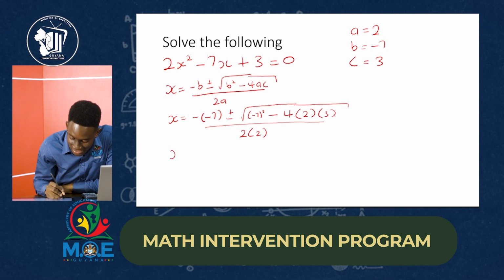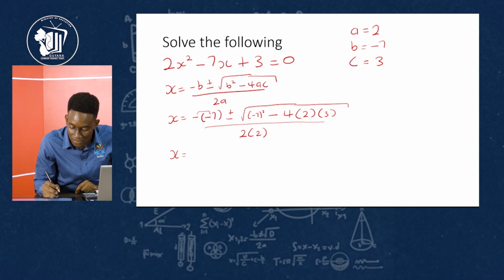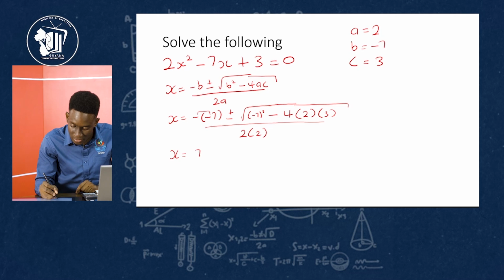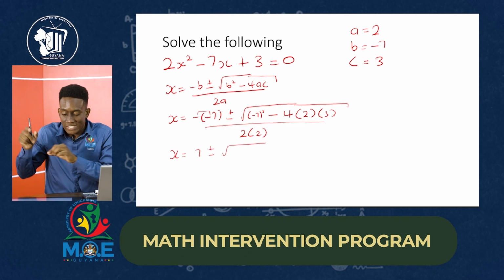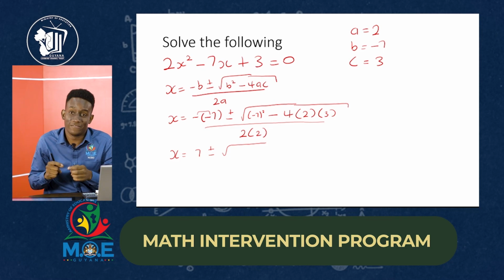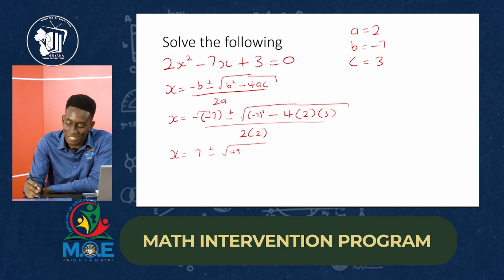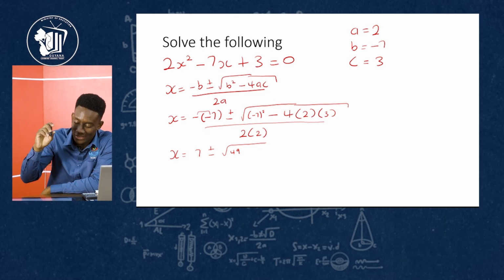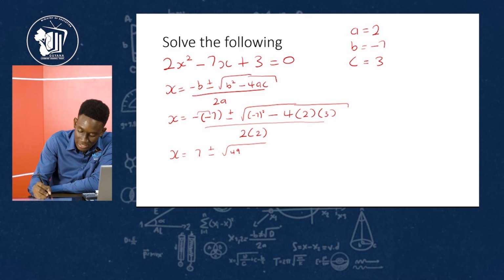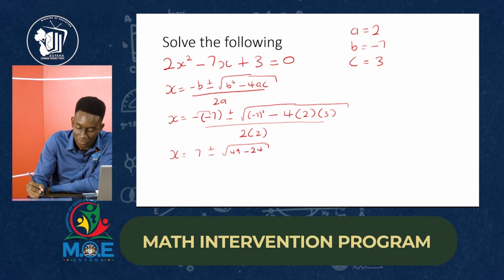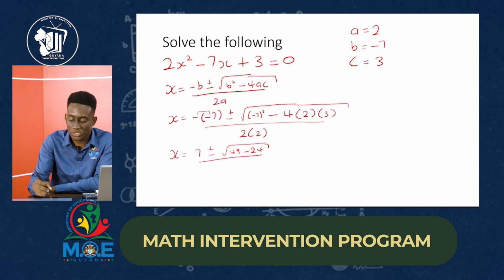And now this is the big step, simplifying this here. So we'll have x is equal to the negative multiplied by the negative 7. This will simply give you a positive 7, plus or minus the square root of, so we see negative 7 squared. That is like negative 7 times negative 7, so that would give you a positive 49. Negative 4 multiplied by 2 would give you a negative 8. And negative 8 times 3 would give me a negative 24, or minus 24 if you want to look at it that way. And then all of this will be over 2 times 2, which would give you 4.